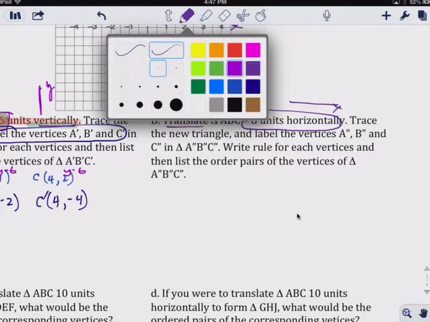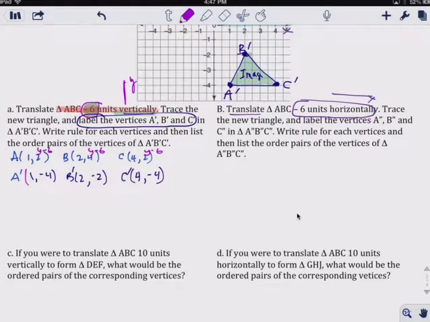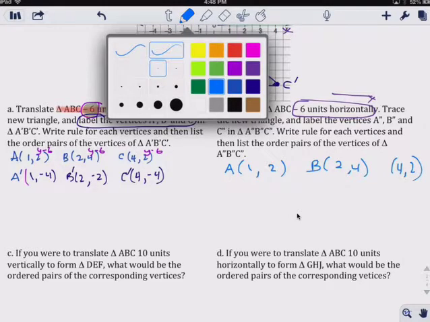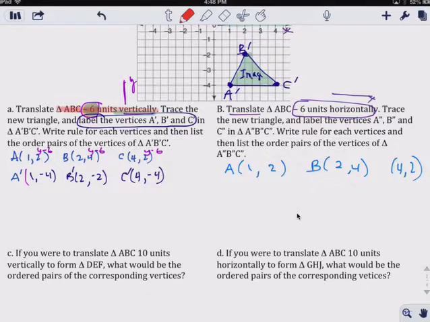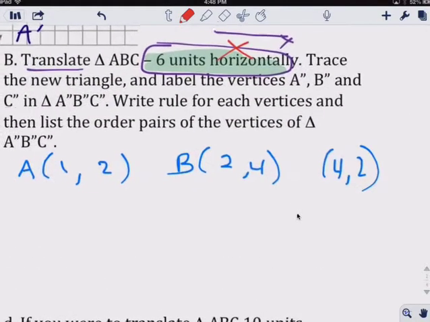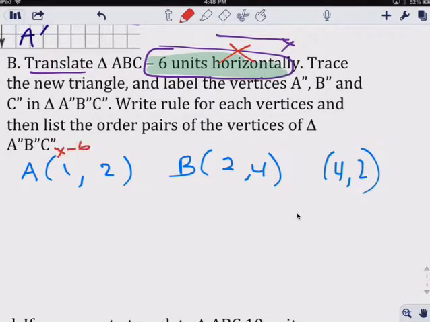So let's start with the original. Point A was 1, 2. B, the preimage point, is 2, 4. And C is 4, 2. So for the preimage points, you use this information here. You subtract 6 horizontally. Horizontal is the x-axis. So you do x minus 6, and this is x, so that's x minus 6.